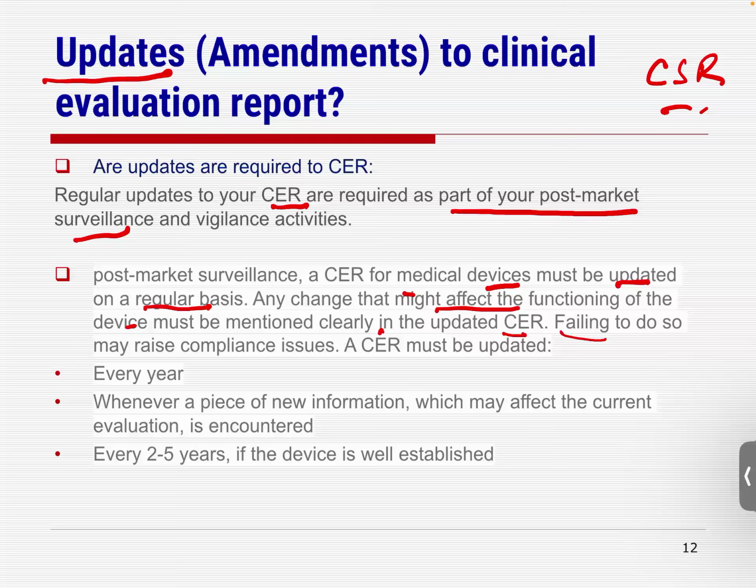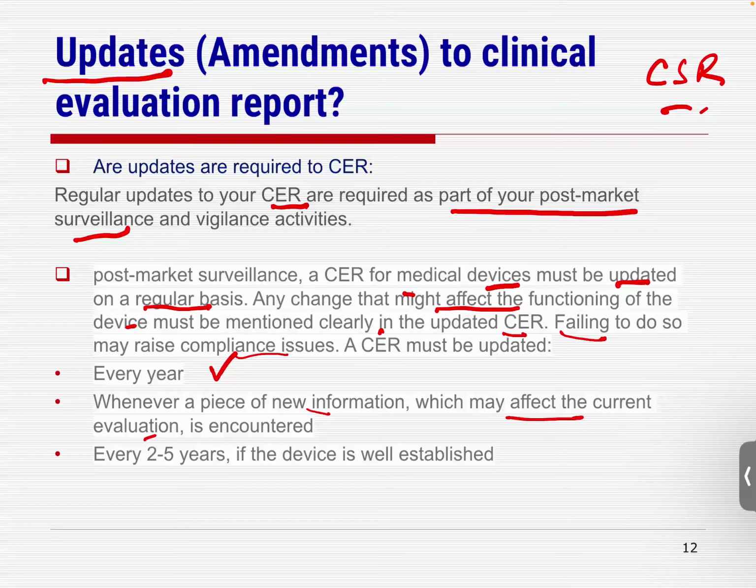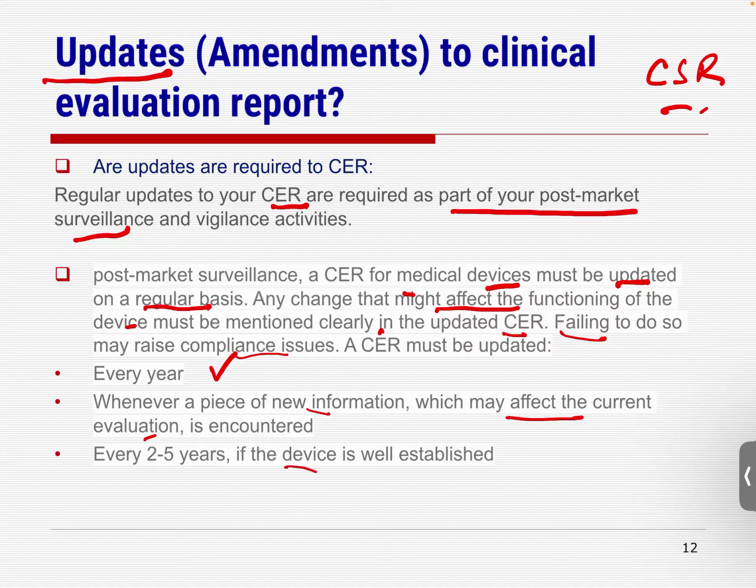If the sponsor fails to do so, these are compliance issues. So when should you be updating your report? Every year, or when there is new information which may affect the current scenario. Suppose your device is using software and a report came in that the software is not working correctly. The team has updated the software, then the report should be updated. Once the device is well established, you can update it between 2 to 5 years.